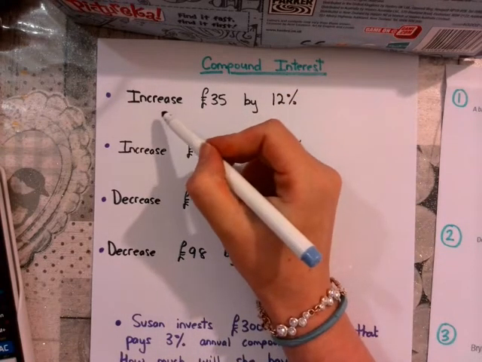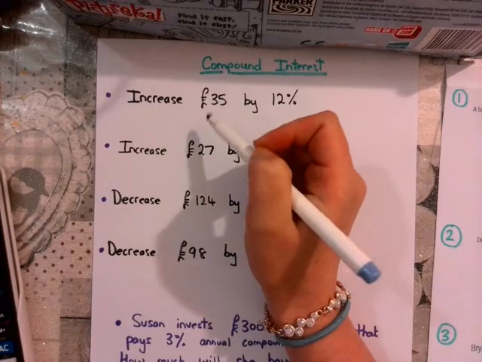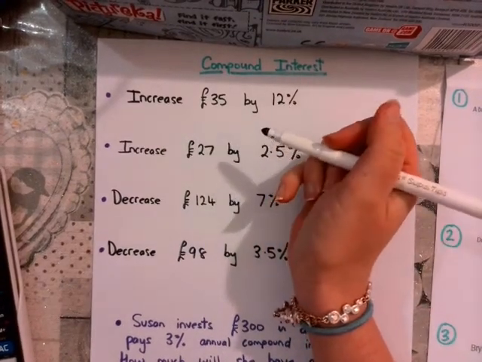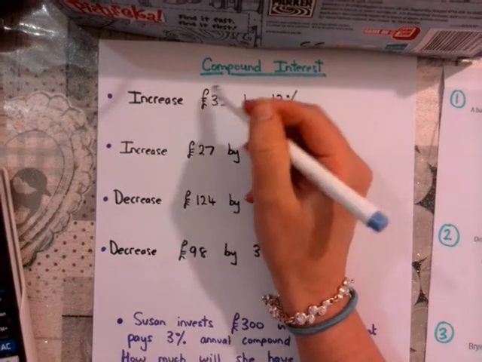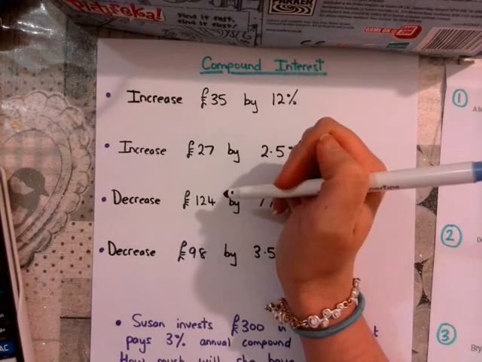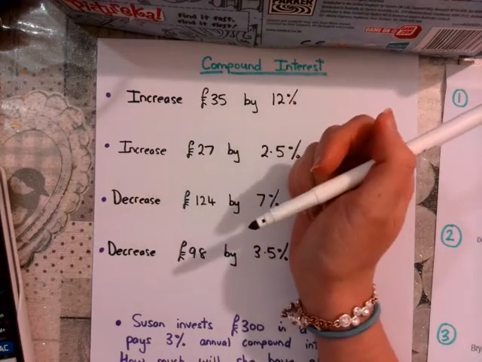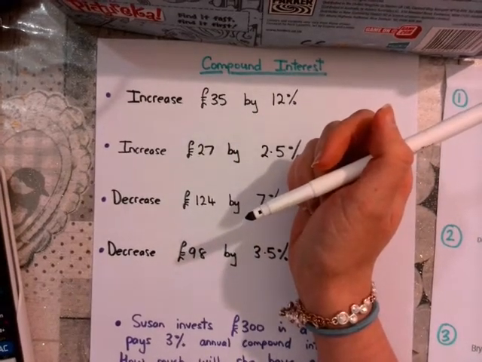So first of all, if you're increasing £35 by 12%, there are different ways to do this. You can find 12% and add it on. But like I said, today I really want to try and use the multiplier method, because it's actually quite helpful for working out compound interest problems later.